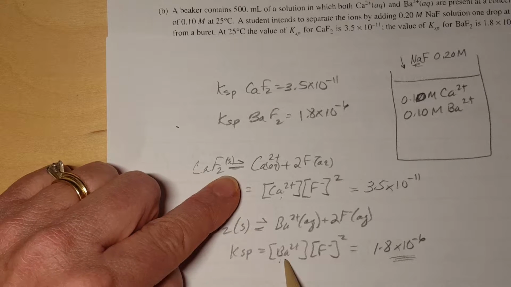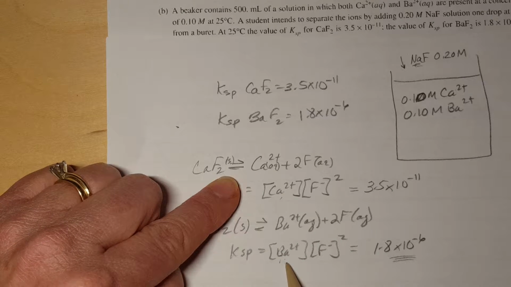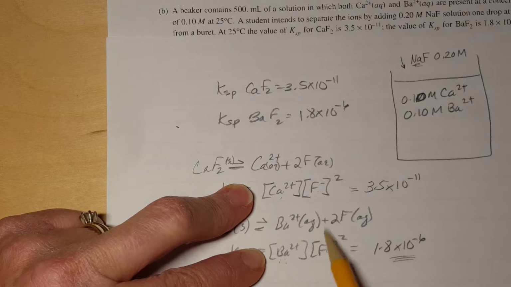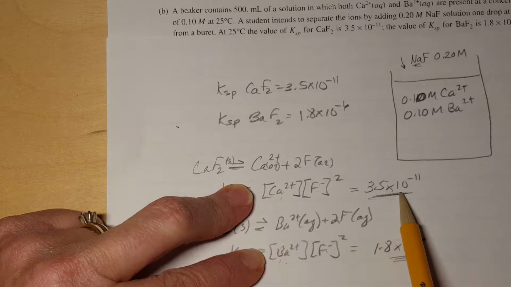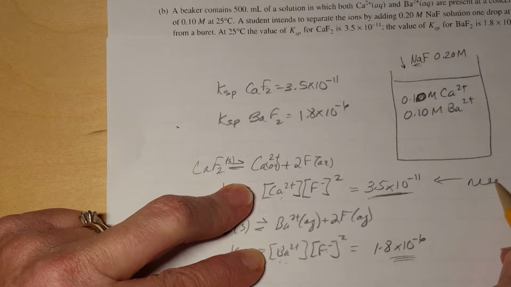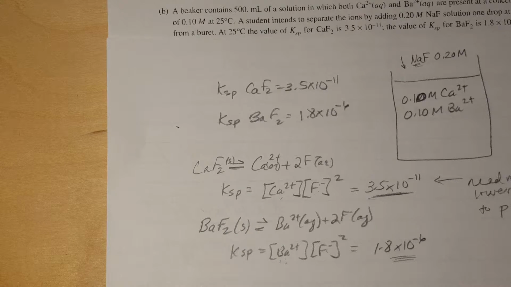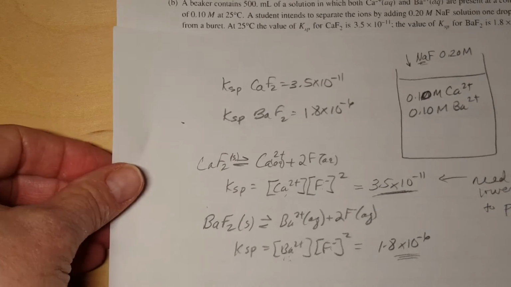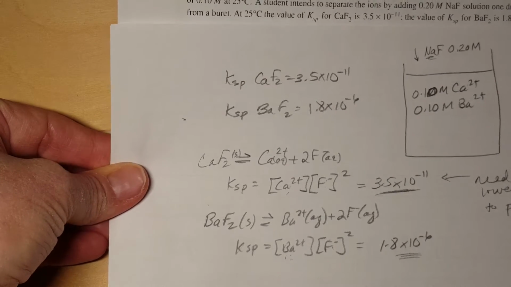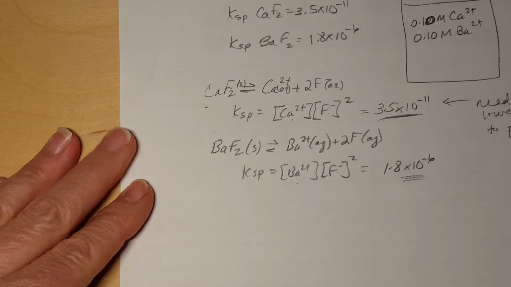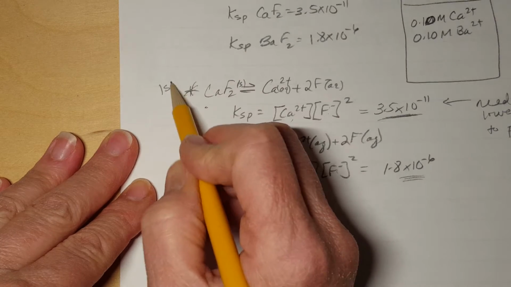So if I plug 0.1 in for calcium and 0.1 in for barium, then the fluoride concentration I need is much lower for the lower KSP. So this one will need much lower concentration of fluoride ions to precipitate because the KSP is smaller. So calcium fluoride will precipitate first because the KSP is smaller, thus requiring less fluoride ions before precipitation begins. And that's how you would answer that one. Okay, so it's this one here that will precipitate first.